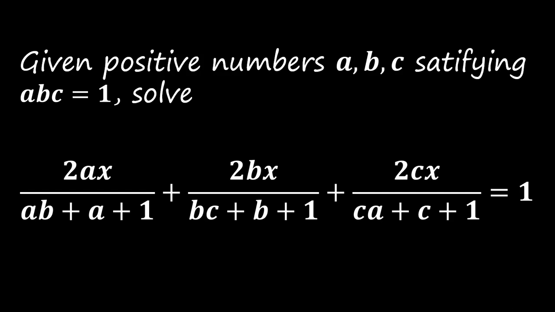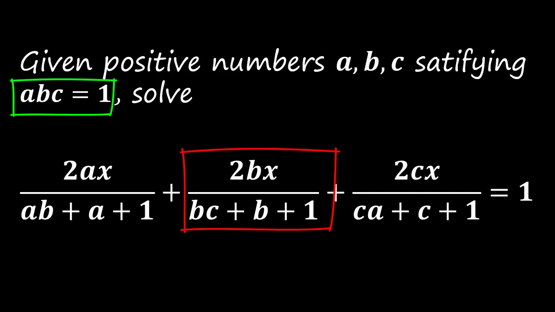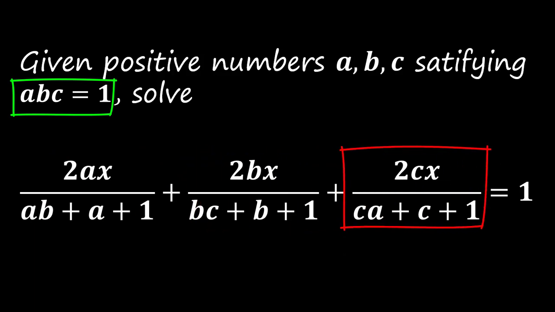Here is the problem. Given positive numbers a, b, c satisfying abc = 1, solve the following equation: 2ax/(ab + a + 1) + 2bx/(bc + b + 1) + 2cx/(ca + c + 1) = 1.